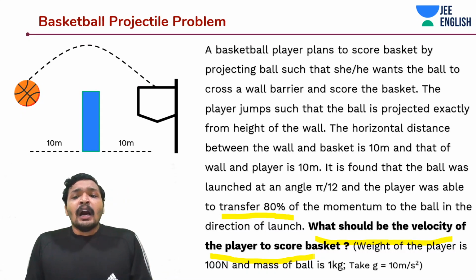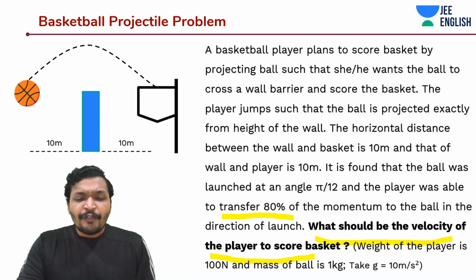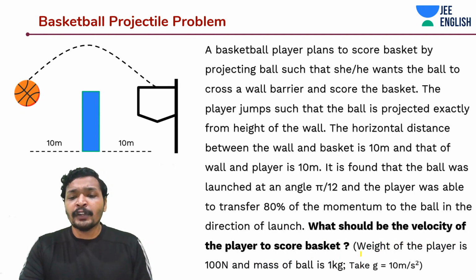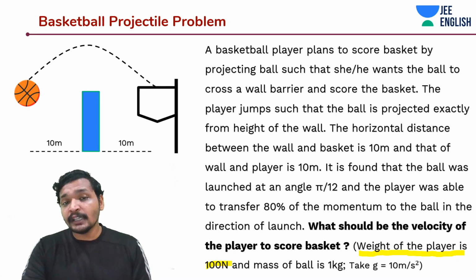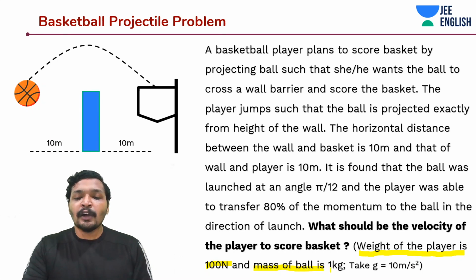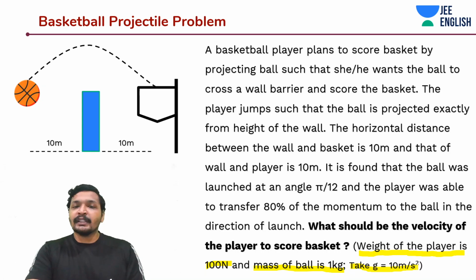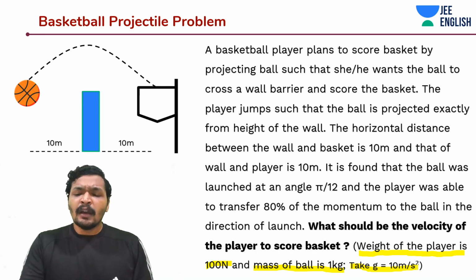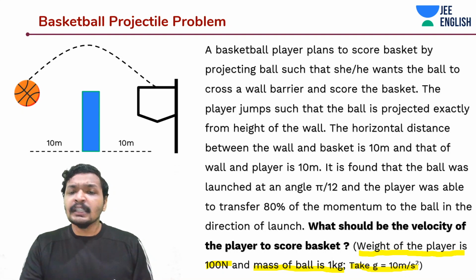Easy. And the weight of the player is given to us. Always note this given point. Some people do make this mistake. I often do that. I don't notice the given point. Weight of the player is 100 newtons and mass of the ball is 1 kg. Take g equal to 10 meters per second squared. They are asking us to take the value of gravitation as 10 meters per second squared. Really easy, guys.